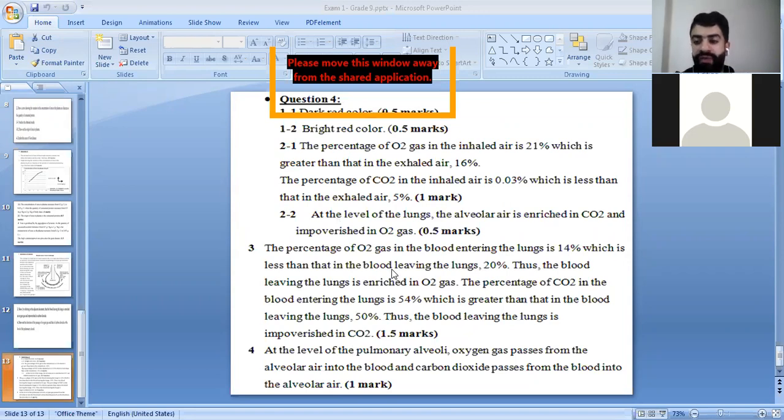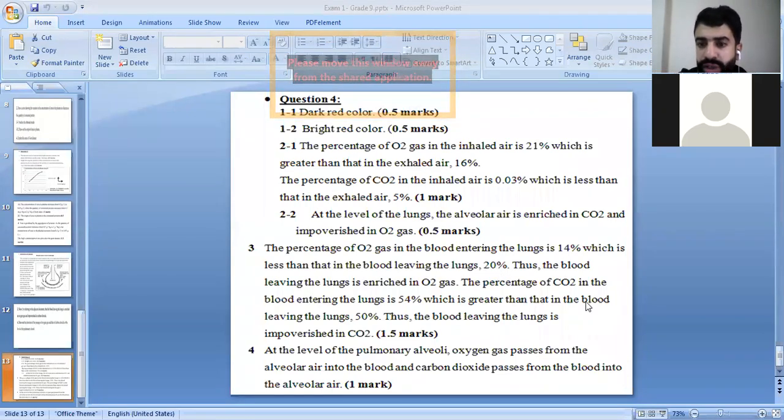The percentage of oxygen gas in the blood entering the lungs is 14%, which is less than that in the blood leaving the lungs, 20%. So the blood leaving is going to be enriched with oxygen gas. The percentage of CO2 in the blood entering was 54%, which is greater than that in the blood leaving the lungs, which is 50%. So the blood leaving the lungs is going to be impoverished in CO2. It's going to be poor in CO2.